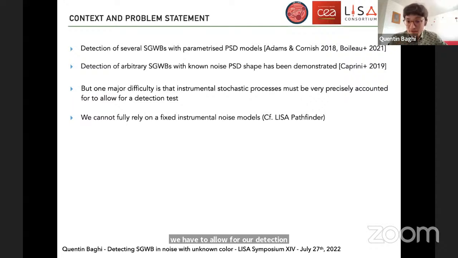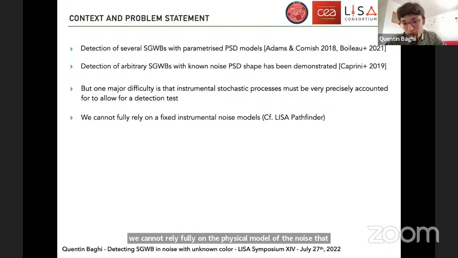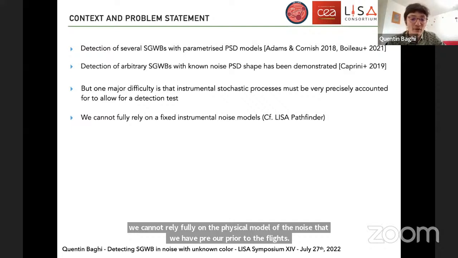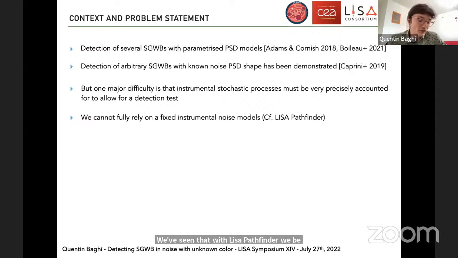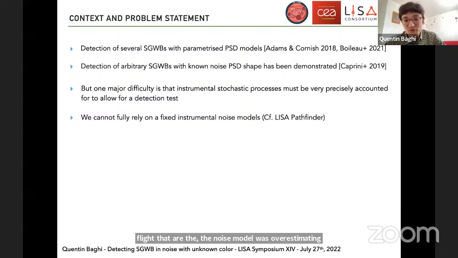And we've seen that we cannot rely fully on the physical model of the noise that we have prior to the flight. We've seen that with LISA Pathfinder. Before the flight, the noise model was overestimating the performance, and actually that was good, and we had a better performance, but that shows us that we cannot anticipate all the effects of the instruments, and we need to be prepared for that.